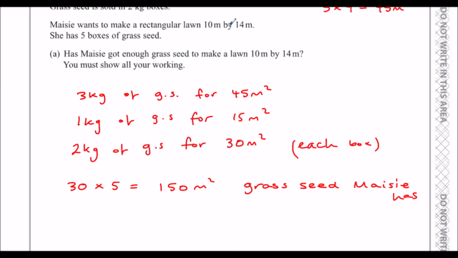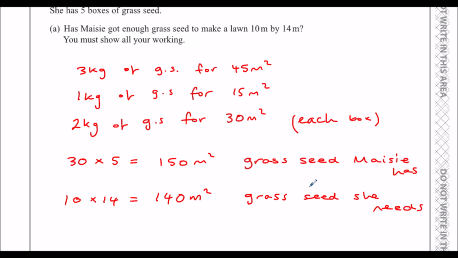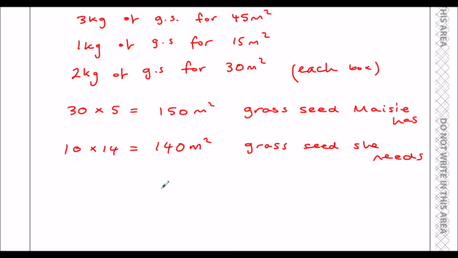Her lawn is 10 by 14. So 10 times 14 is 140 meters squared. So that's the grass seed she needs. So does she have enough? Yes, she's got enough for 150. She needs enough for 140. So yes, she has enough.